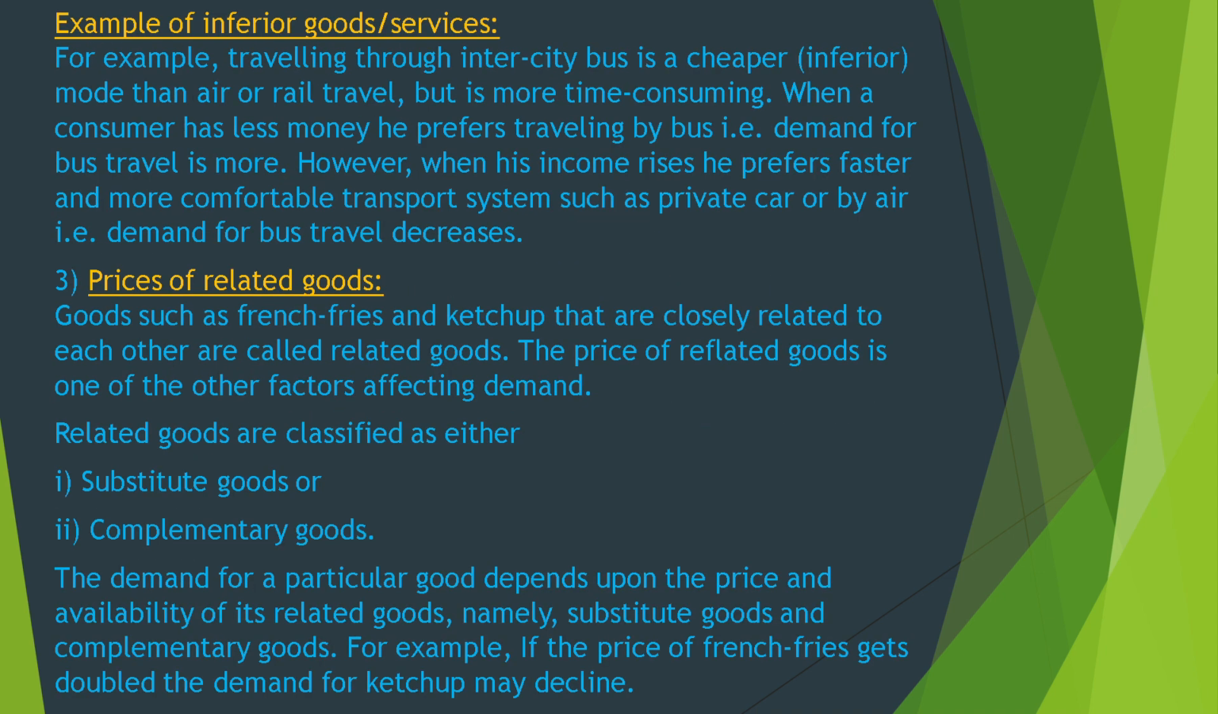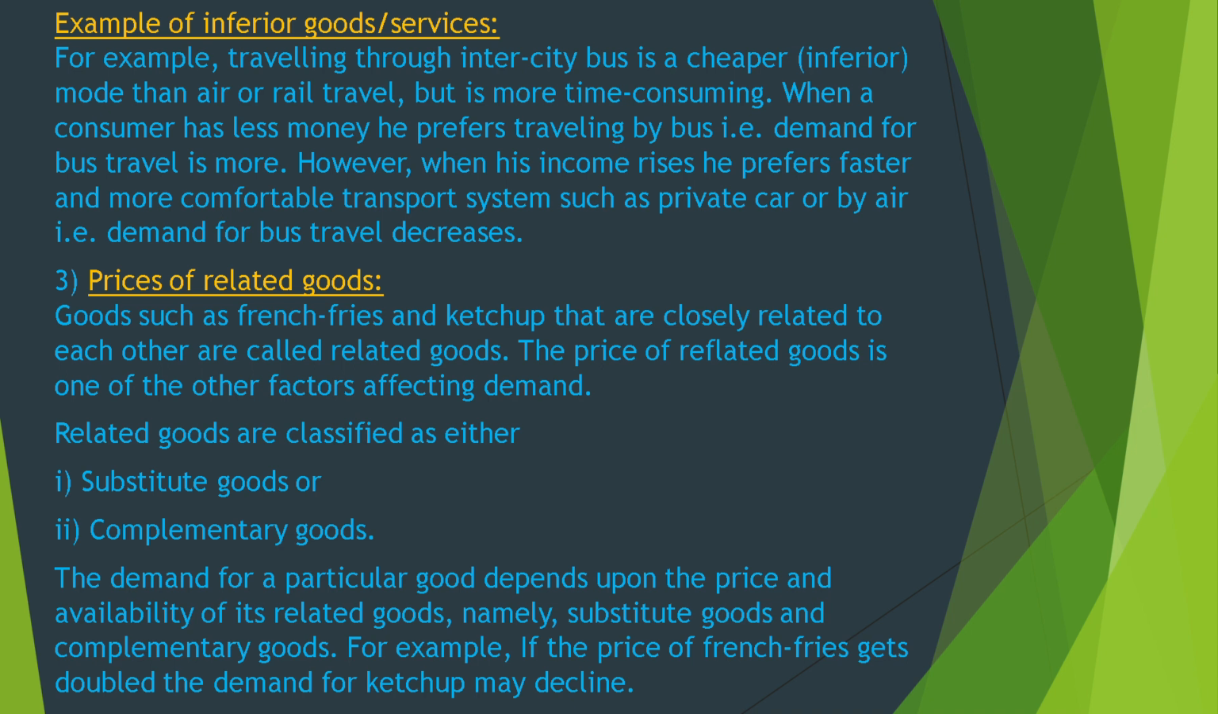Example of inferior goods or services. For example, traveling through intercity bus is a cheaper, inferior mode than air or rail travel, but is more time consuming. When a consumer has less money, he prefers traveling by bus, that is, demand for bus travel is more. However, when his income rises, he prefers faster and more comfortable transport systems such as a private car or air travel, that is, demand for bus travel decreases.